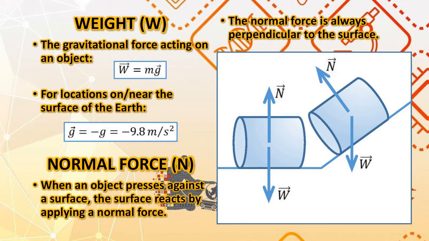If the surface is diagonal, the same definition of the normal force will still apply. The normal force will be perpendicular to the diagonal surface, and of course going out of the diagonal surface. There's no set equation for the normal force. The equation for the normal force will depend upon the situation given by the problem.